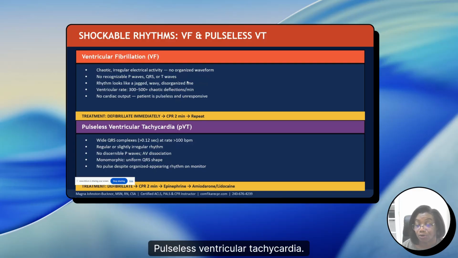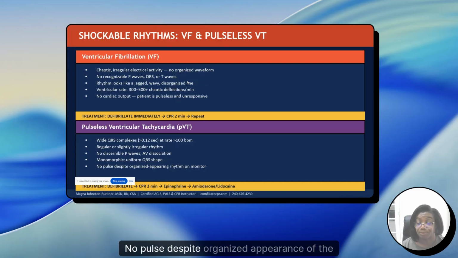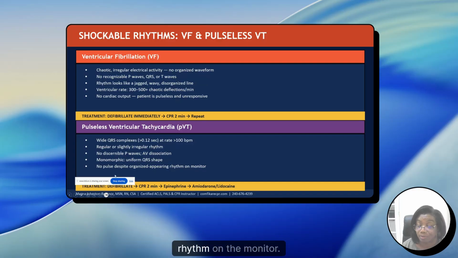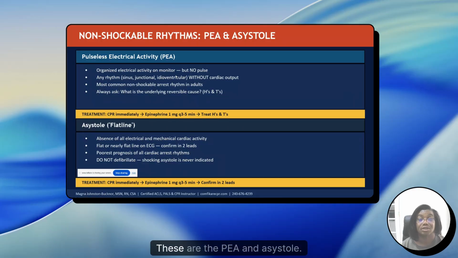Pulseless ventricular tachycardia. The rate for pulseless ventricular tachycardia is greater than 100 beats per minute, regular or slightly irregular. No discernible P waves, AV dissociation. Monomorphic, uniform QRS shape. No pulse despite the organized appearance of the rhythm on the monitor. Treatment is to defibrillate. CPR 2 minutes. Epinephrine, amiodarone, and lidocaine. Non-shockable rhythms, these are PEA and asystole.